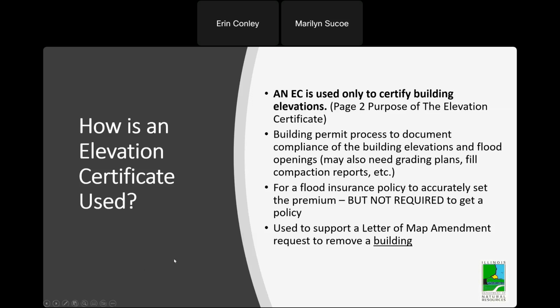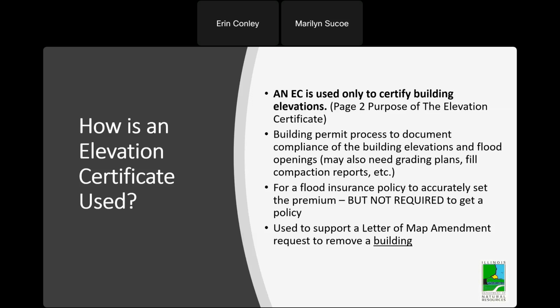It can be used during the building permit process to document compliance. It is one of the best tools to do that. If your community gets a final grading survey, then some communities don't require an elevation certificate, but if you have an elevated building with flow-through openings, a final grading survey is not going to provide you the information needed for those flow-through openings. So it really should be used by everyone.